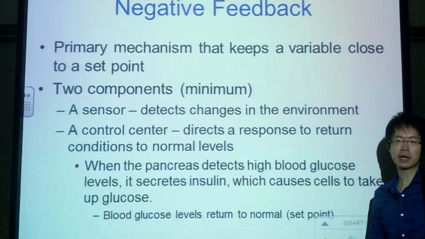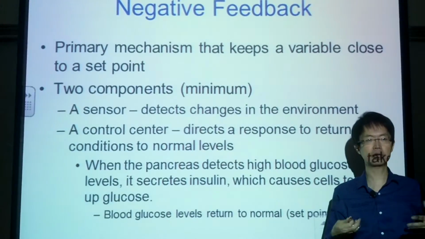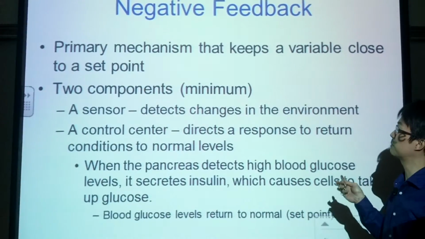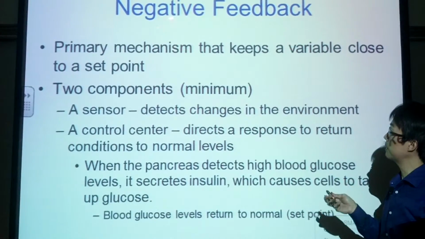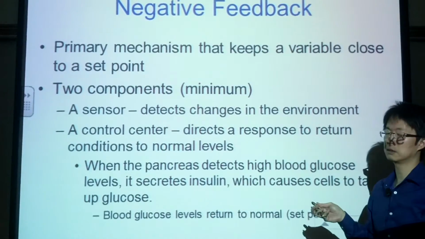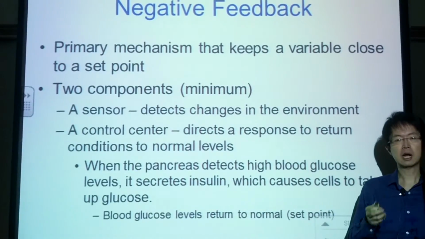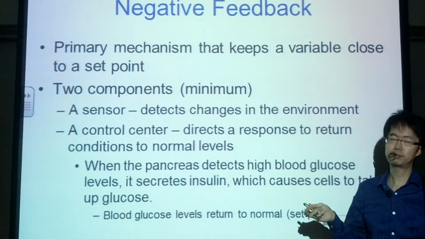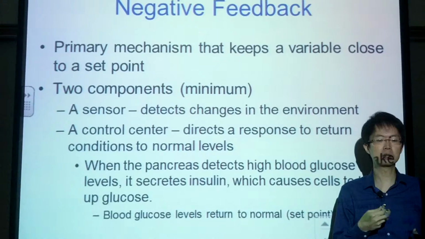How do we maintain homeostasis? How do we maintain a constant environment inside our body? We use something called negative feedback. Negative feedback is the major mechanism to bring our body temperature back to the so-called set point, or bring our body back to homeostasis.